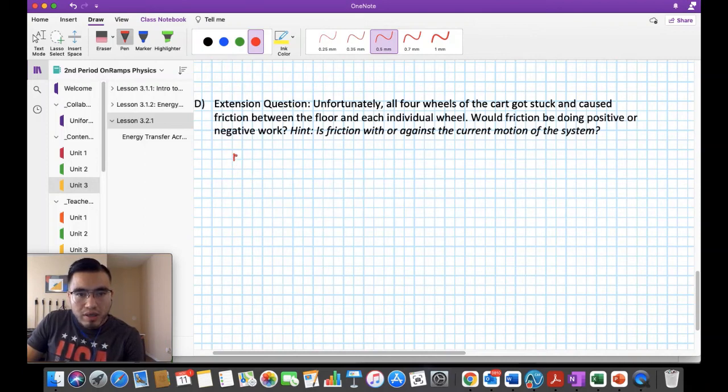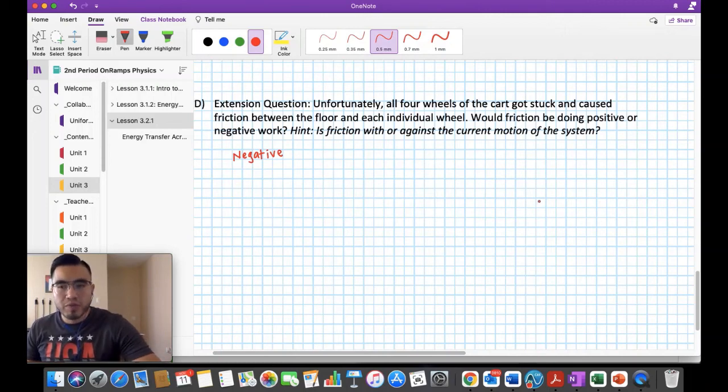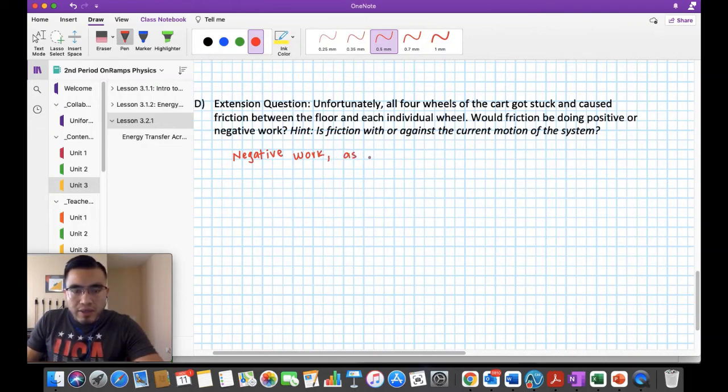The reason why friction is doing negative work is the direction of the force of friction is against the direction of the force applied by the student. Don't forget that as per the equation, the first one we had, work equals force times distance times the cosine of theta, so direction matters. And then we can say negative work as friction is against motion.